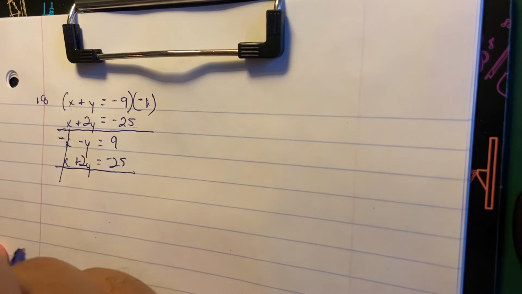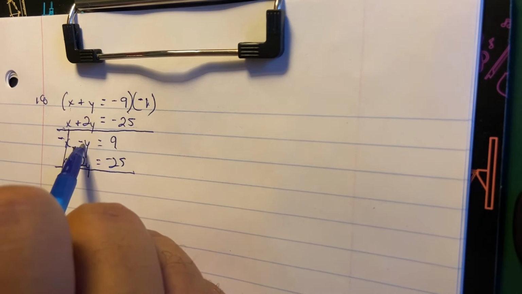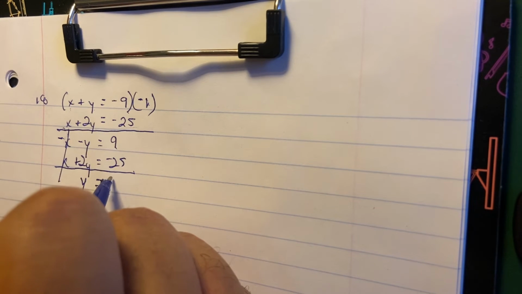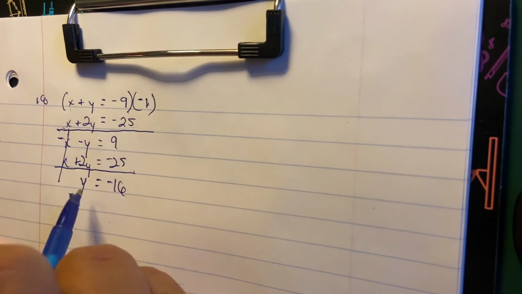-x plus x is 0. And that's why it's called the elimination method, because I just eliminated these x's. -y plus 2y equals y. 9 plus -25, or 9 minus 25, is -16. So that's our y value.